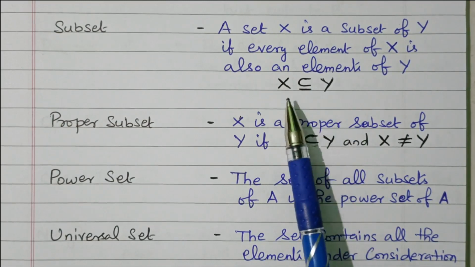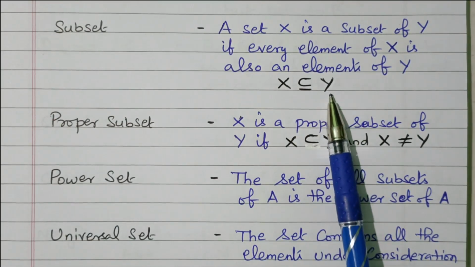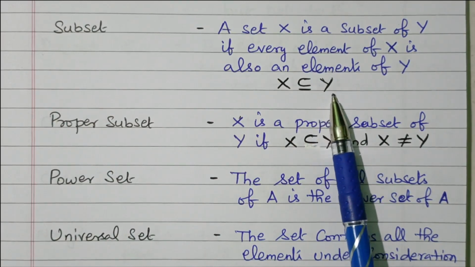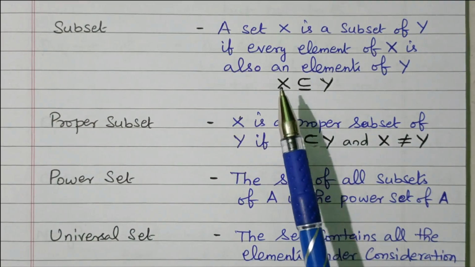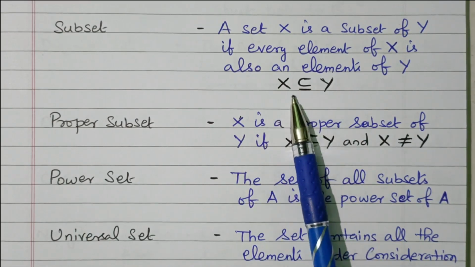So the symbol is X is a subset of Y. So Y is the main set. The elements available in Y, so more elements are available in Y. The elements available in X are also available in Y. So that X is a subset of Y.